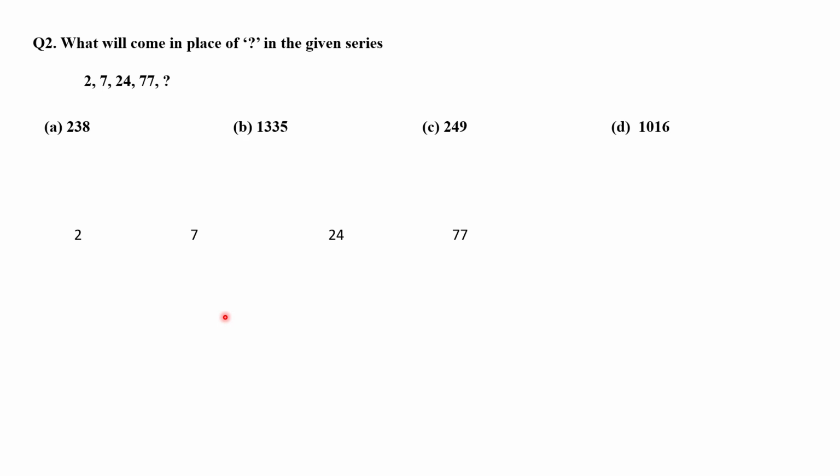If you see here 2 and 7, 2 table 7 doesn't come, isn't it? But if you multiply 2 with 3 and then add 1, 2 3s are 6 plus 1 will give 7. In the same way, 7 into 3 is 21, and if you add 3 you are getting 24. Again 24 into 3 is 72, and 72 plus 5 is 77.